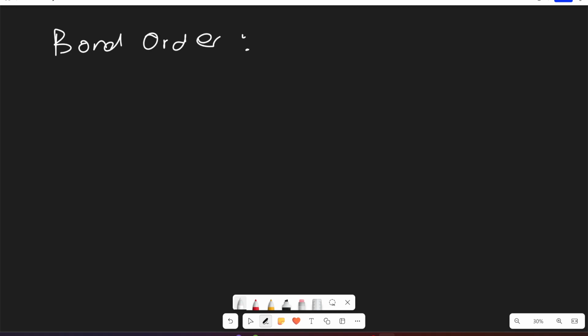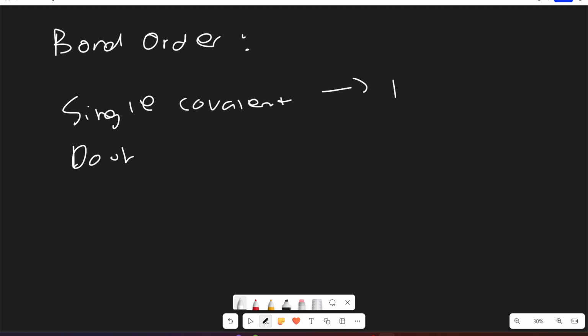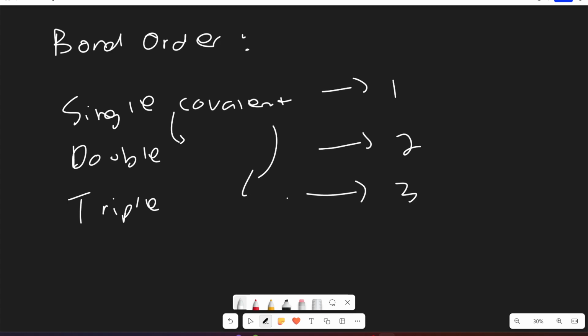So moving on, we'll talk about bond order. And bond order is pretty simple. A single covalent bond, that's a bond order of 1. And then double covalent, I'll just draw an arrow, that's 2. Then triple covalent, draw an arrow down there, that means triple covalent, that'll be 3.